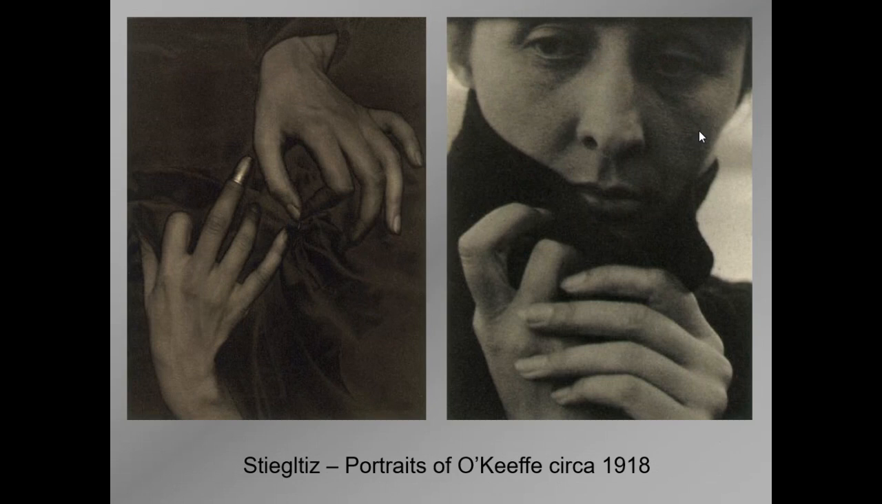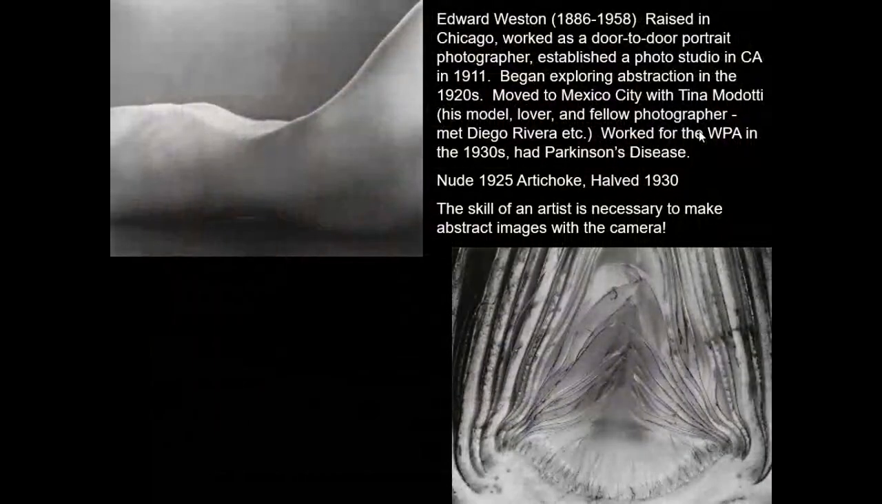He was eventually married to Georgia O'Keeffe. He was married to his first wife when they met, and he was much older than Georgia O'Keeffe. But you can see here his kind of passion for her and his expression of her power as an artist through images that focus very much on her hands.